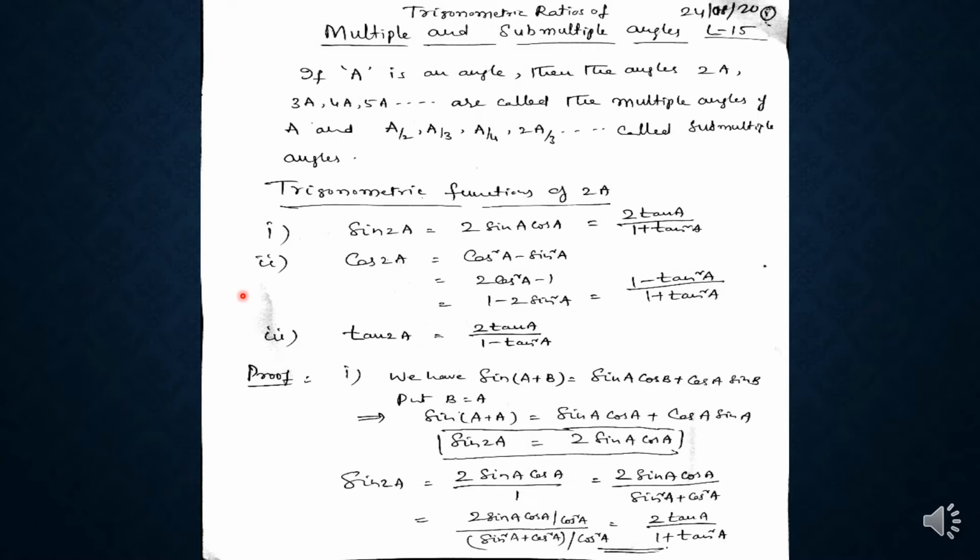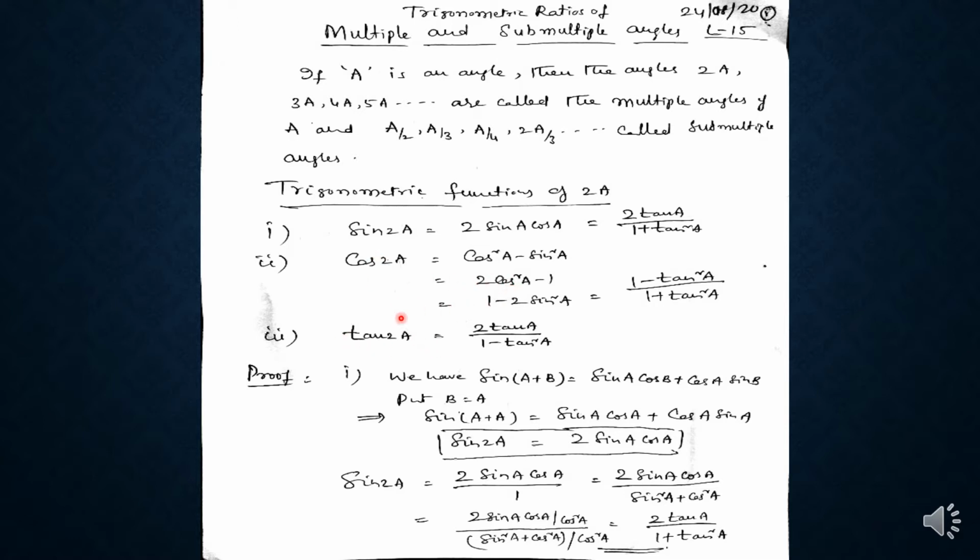So we will find some formulas and problems. By using those formulas, we can solve the problems. Here we will learn the trigonometric functions of 2A and the trigonometric functions of 3A. By using those functions, we can solve the problems. Trigonometric functions of 2A: what is sin 2A? What is cos 2A, etc.